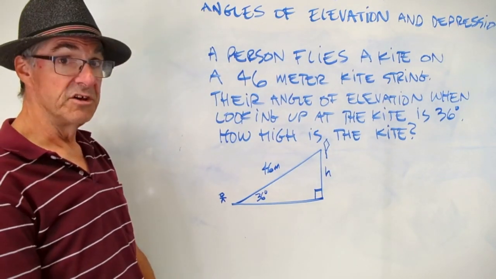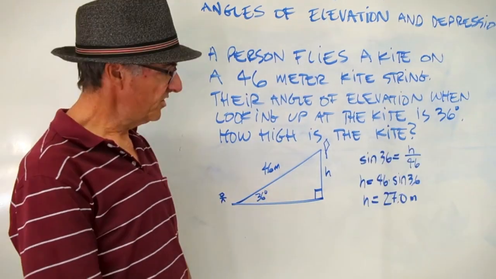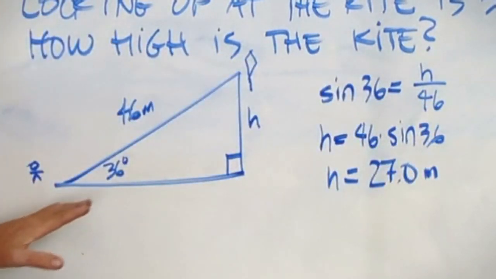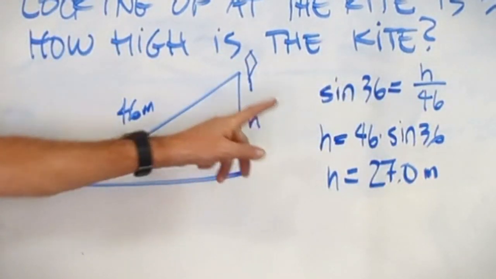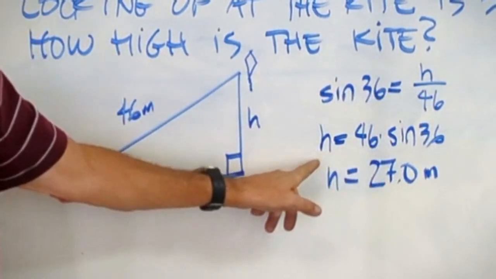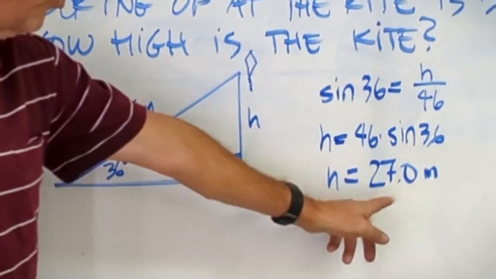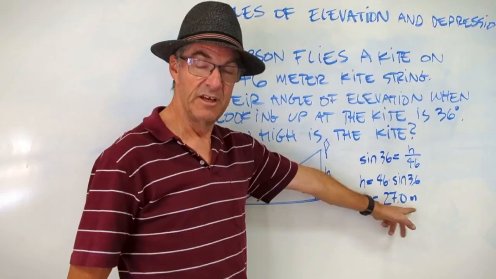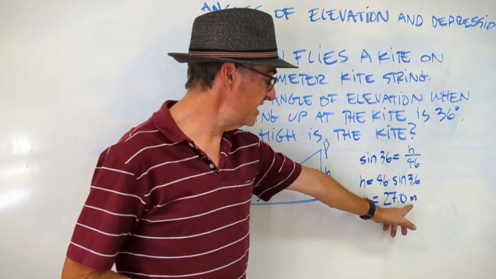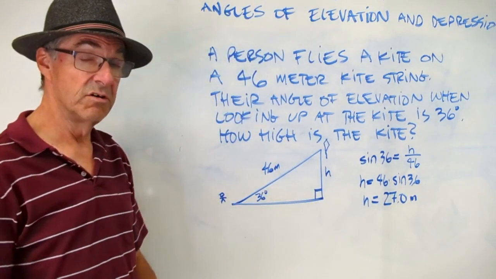So now I want you to pause the video, write a trigonometric equation, and solve for h. Okay, here's what I get. Sine 36 is h over 46. That's sine is opposite over hypotenuse. So h over 46, rearrange that. I've got h is 46 times sine 36. Do my math, I get 27.0 meters. It's actually 27.03, but I can't throw that last decimal in there and it doesn't round up to 0. So I need to say 27.0 meters.